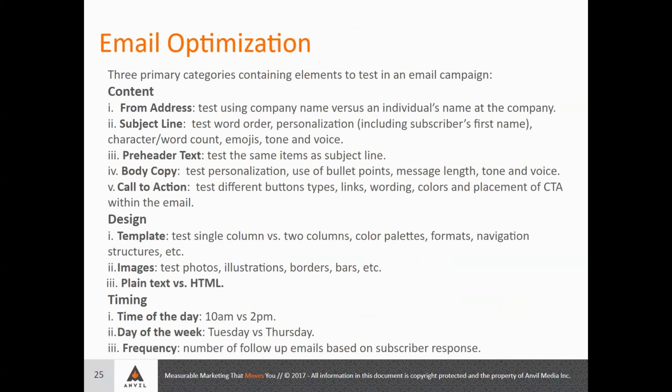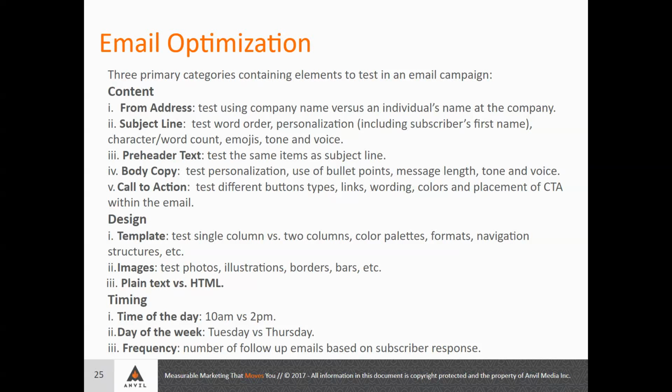So to start out with email optimization, there are three primary categories containing elements to test in an email campaign. The first being the actual content. The first aspect of that being the from address. You can test using company name versus an individual name at the company. The subject line: test word order, personalization, like including a subscriber's name, and the character or word count. Something we're seeing more often is emojis, and really looking at the tone and the voice.